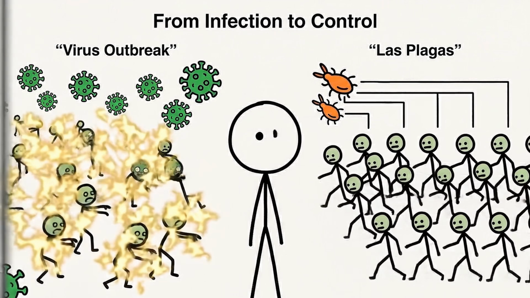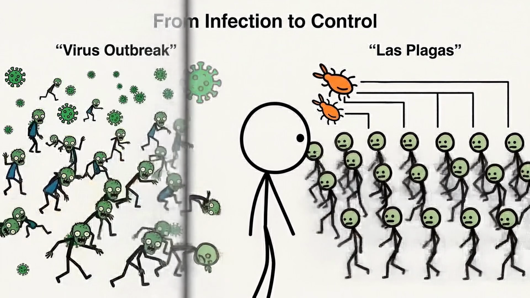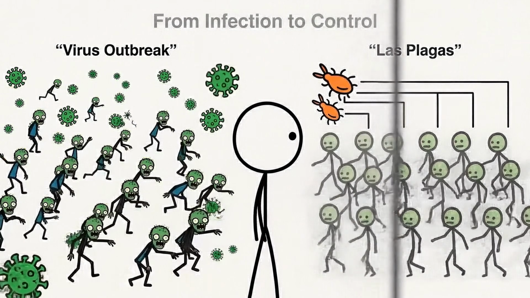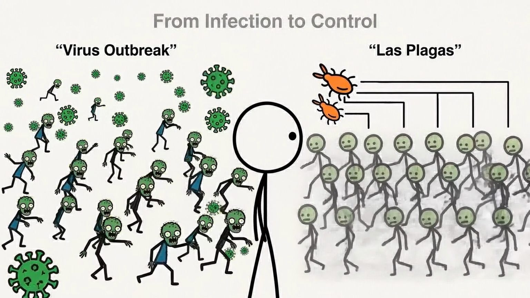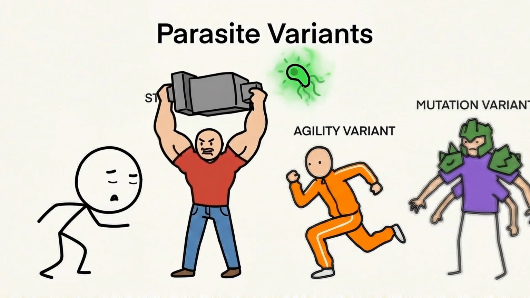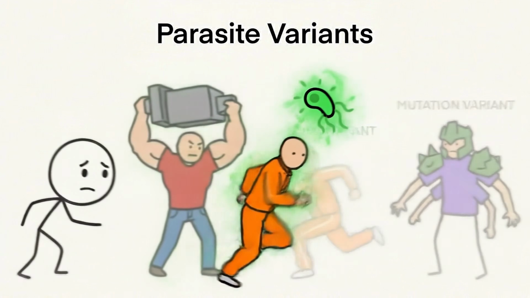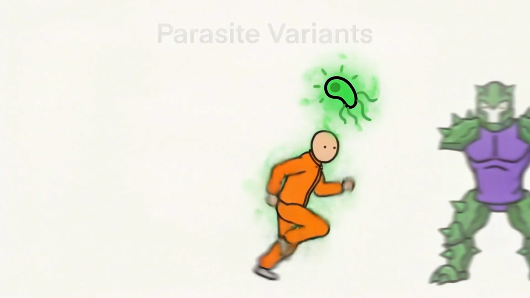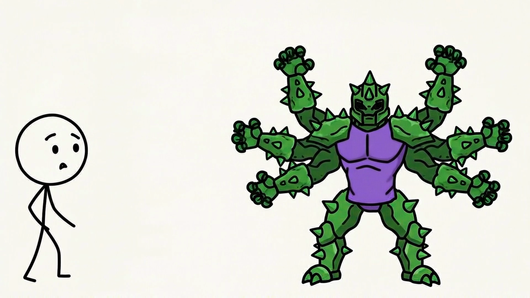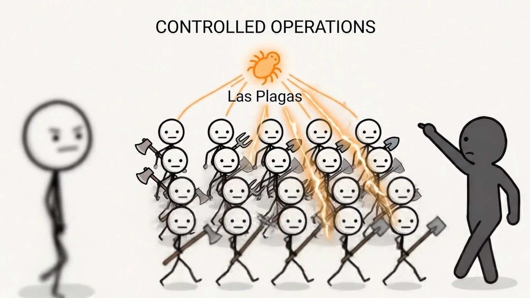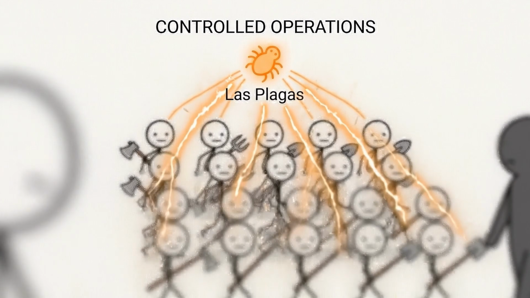Its significance comes from shifting the series away from pure viral outbreaks into parasitic control, showing a different kind of threat that blends intelligence with infection. Some variants of the parasite grant enhanced strength or unique physical abilities. Its ability to create obedient hosts makes it especially valuable for controlled operations.